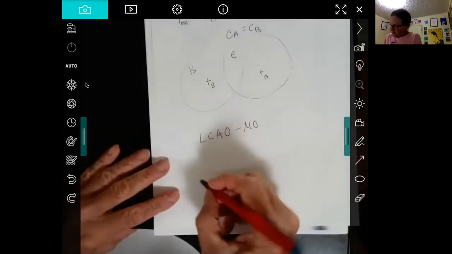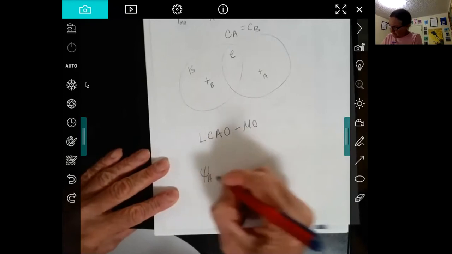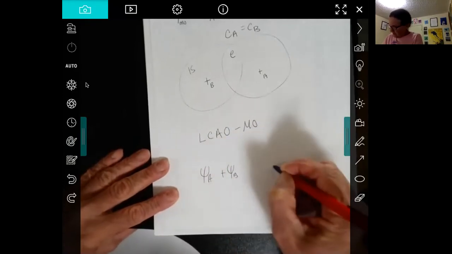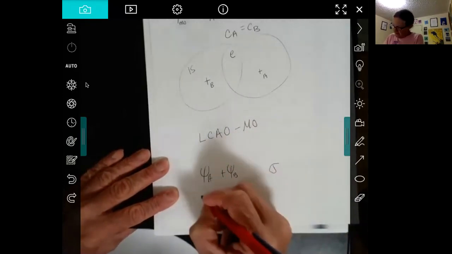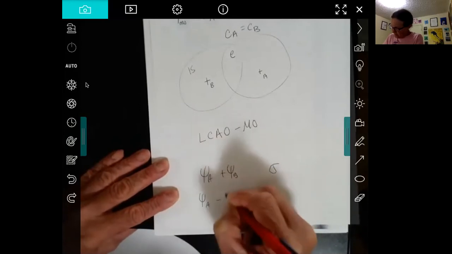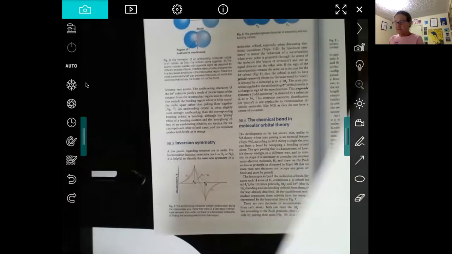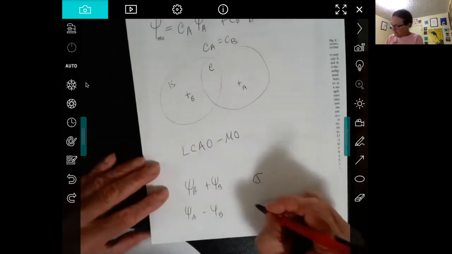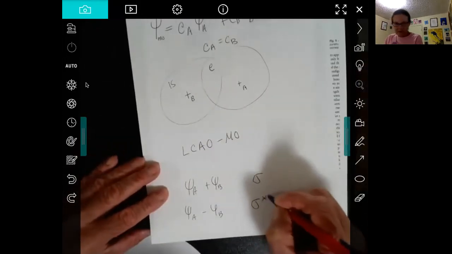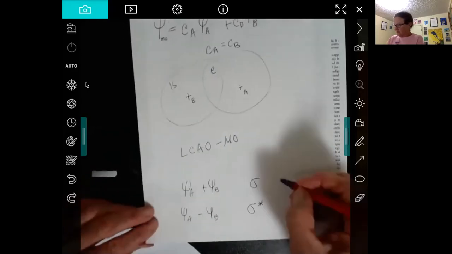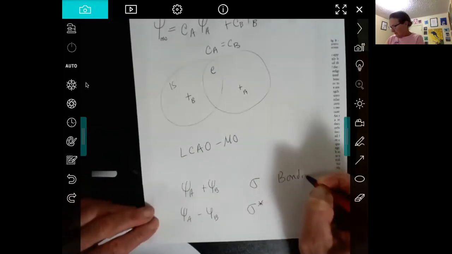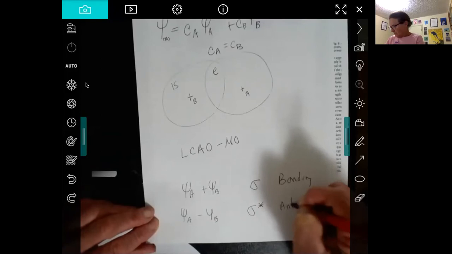So our first one, the sum, is a sigma bonding. And the second one is still sigma, because if you cut that across the bond axis, it's still circular, but it's anti-bonding. So we'd call that a sigma star bond. So bonding and anti-bonding.